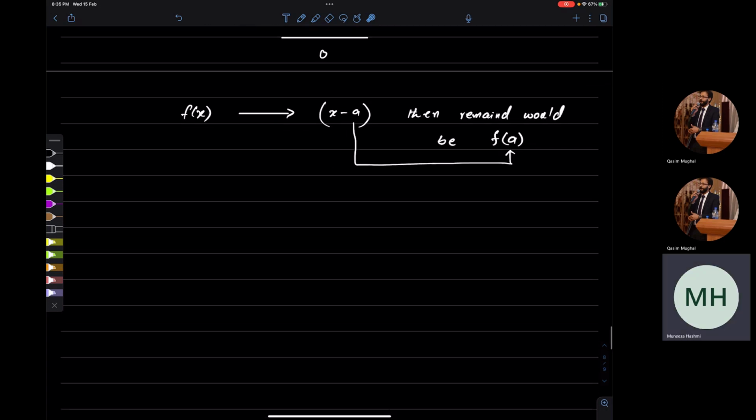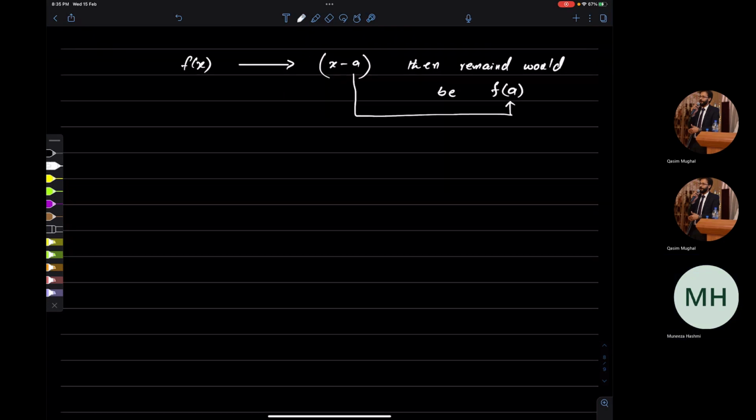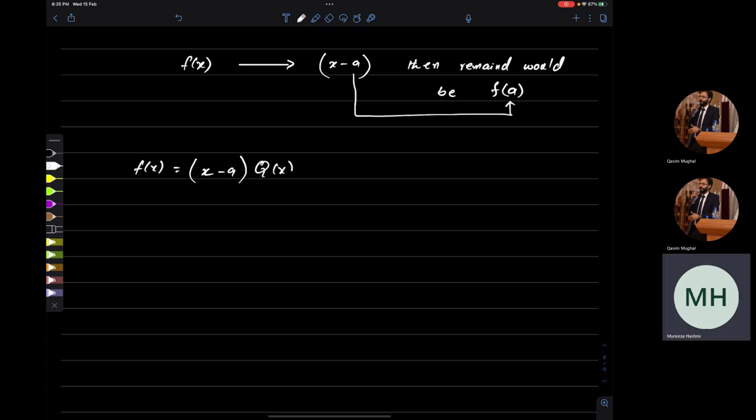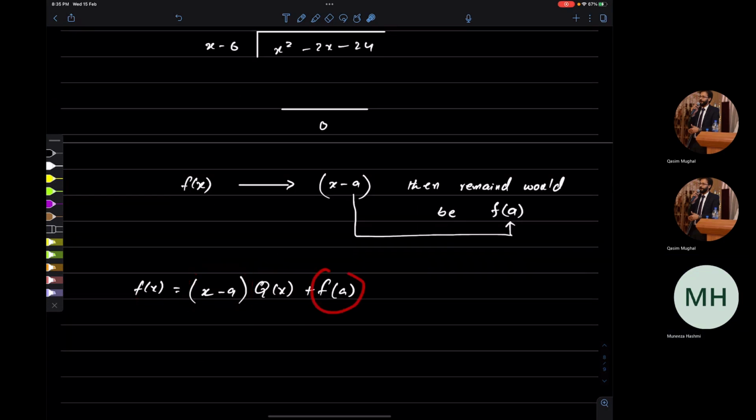Got it? Okay, now you may see this thing somewhere in the book written as f of x equals x minus a times q of x plus f of a. That's exactly the same thing which is written up here. The f of x, you divide this with this, you get another factor which is on top, and that's the remainder.